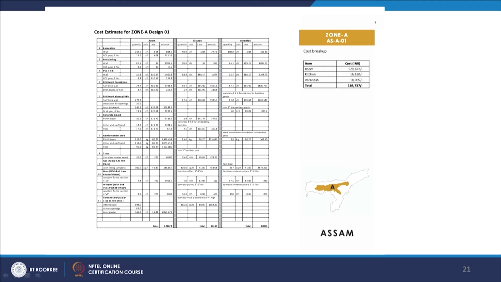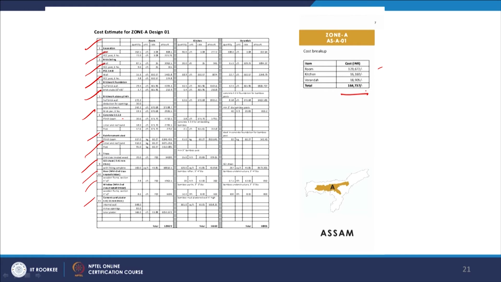So when we talk about cost estimate, it covers excavation, brick soling, PCC, brickwork foundation, brickwork above plinth, concrete, what is the ratio we are talking about, 1:1.5:3. Always it's a multiple of the aggregates. And the reinforcement steel, truss, and then GCI sheet and door, window, cement and plaster. So in that way, they have been composed with how much it is going to cost per room, kitchen, veranda, and total is this much.